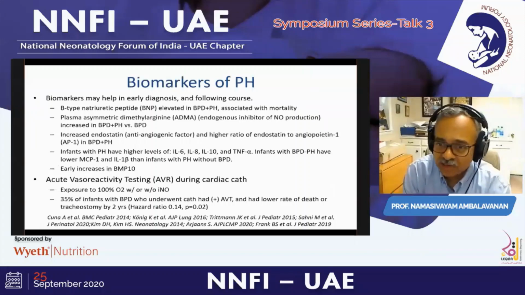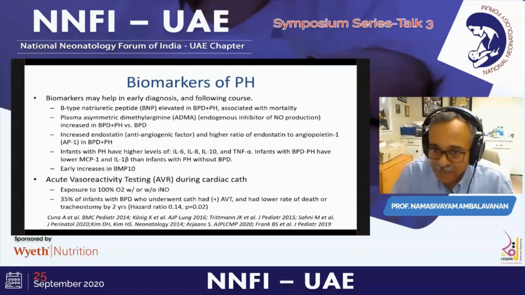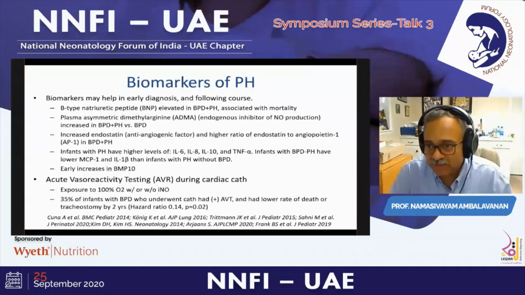What I use at my institution is a BNP, which is B-type natriuretic peptide, which is elevated in BPD, pulmonary hypertension, and is associated with mortality. Important to remember that BNP basically is an indicator of ventricular stretch. It doesn't tell you that the infant has pulmonary hypertension. It just tells you that one of the ventricles is being stretched. So you could have elevated BNPs even with just a PDA.